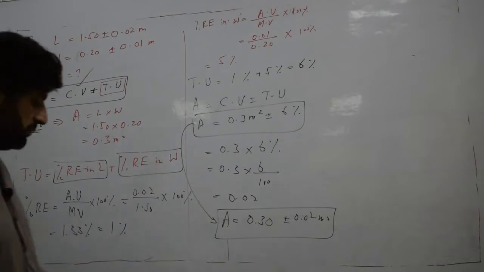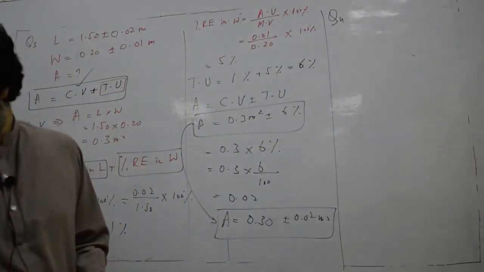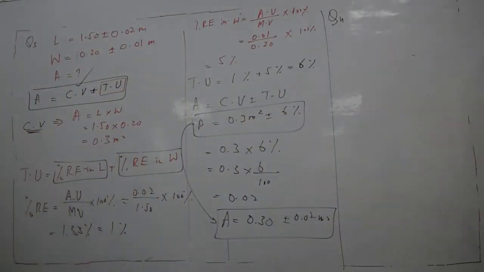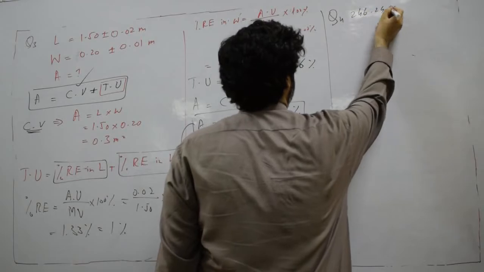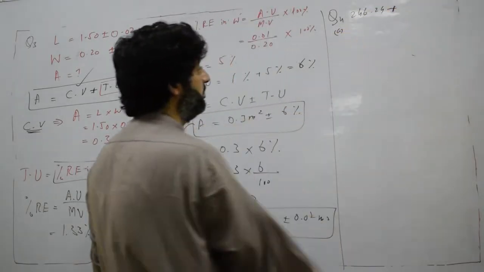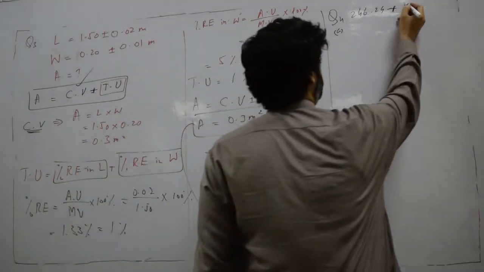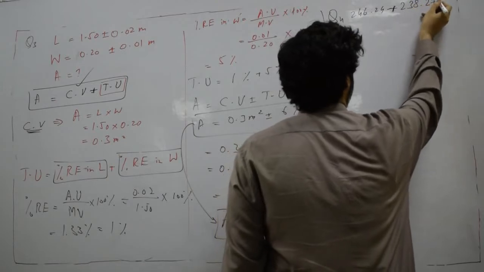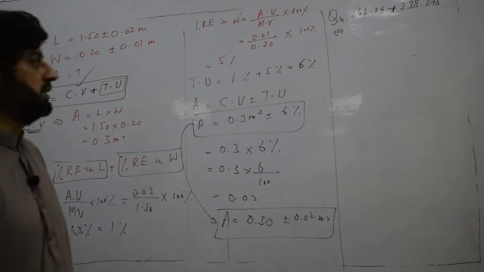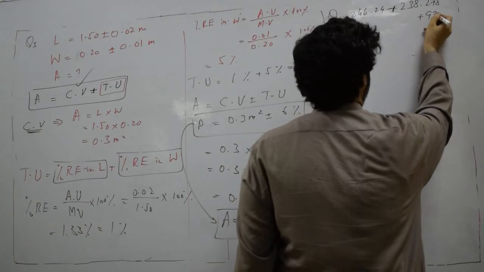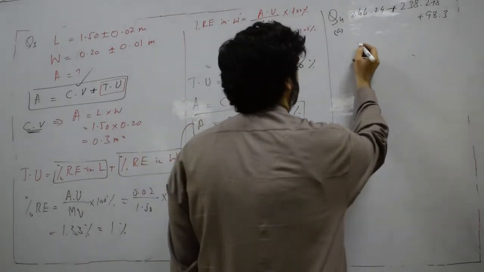Now come towards question number 4. Question number 4 is 246.24 plus, this is part A, 246.24 plus 238.278 plus 98.3. Okay, so we have to add these numbers up to correct significant figures. So look at the numbers.